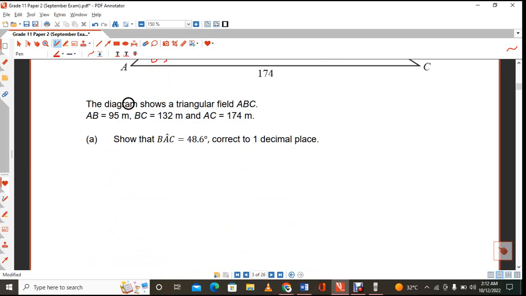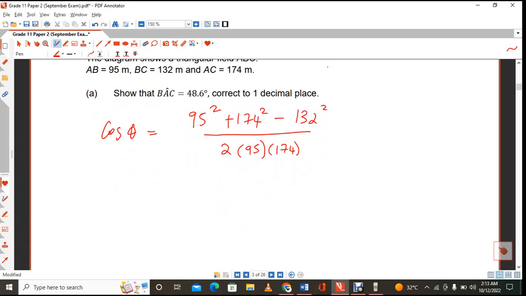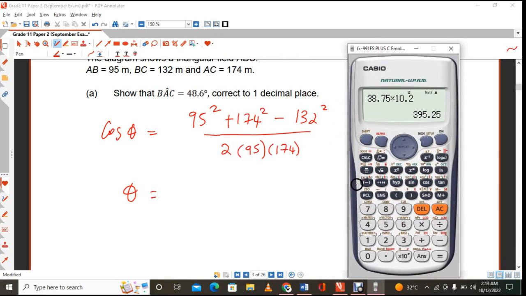I hope you're familiar with the cosine rule, where we say the cosine of that angle would be 95 squared plus 174 squared minus 132 squared, and all of that comes over 2 times 95 times 174. Once you punch that in, you get an answer on your calculator. In this case, I'm going to grab my calculator so that I can help you. So we're going to say 95 squared plus 174 squared minus 132 squared upon 2 times 95 times 174. You get an answer there of 0.666.